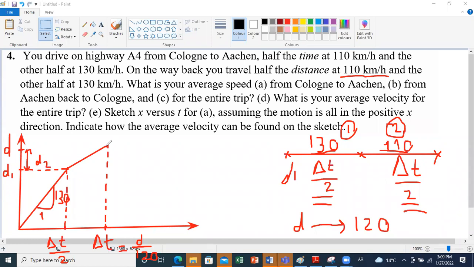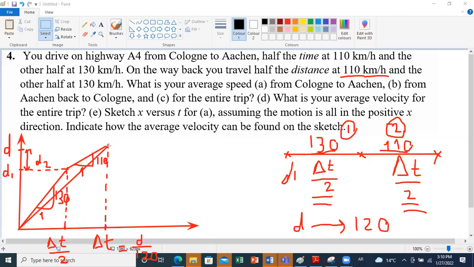Yeah, okay, fine. So this is 110, and this is D1. You can verify that the average slope, if I go directly from this point to this one, will be 120.